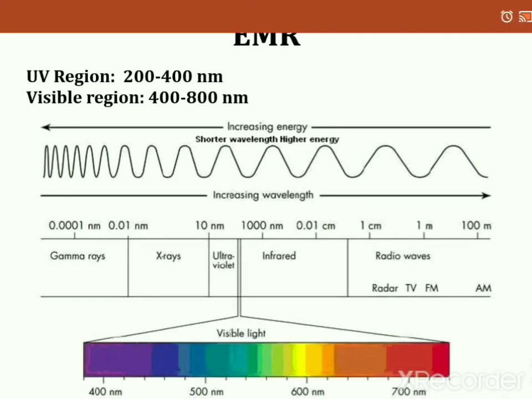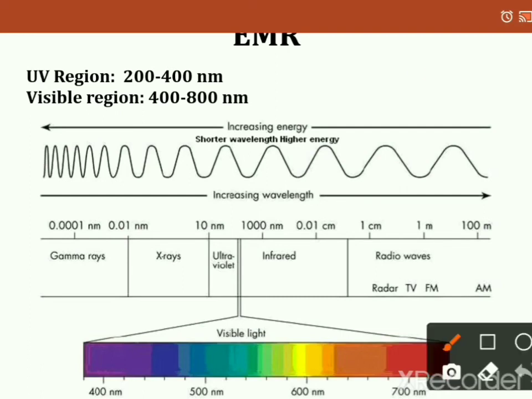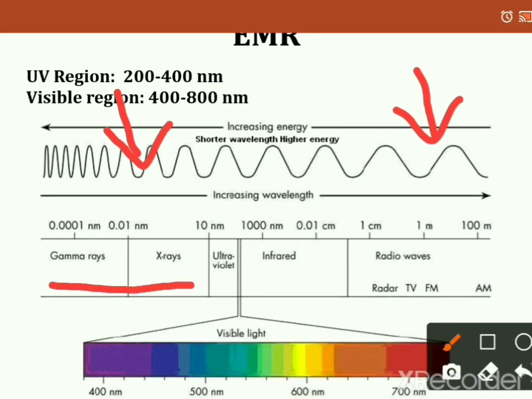Now there is a huge difference of energy between these wavelength regions. In longer wavelength regions, the amount of energy involved is lower. In shorter wavelength regions, the energy is higher. So we can say gamma rays and X-rays are in the higher energy region, while radio waves are in the lower energy region. In terms of wavelength, gamma rays and X-rays are on the shorter wavelength side, while radio waves are on the longer wavelength side.